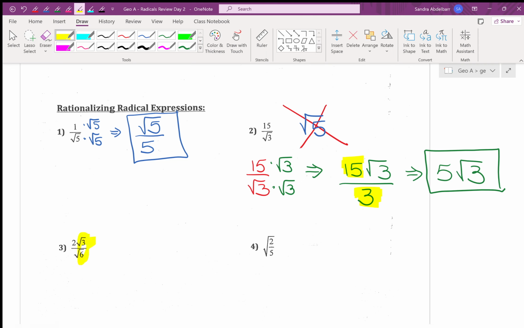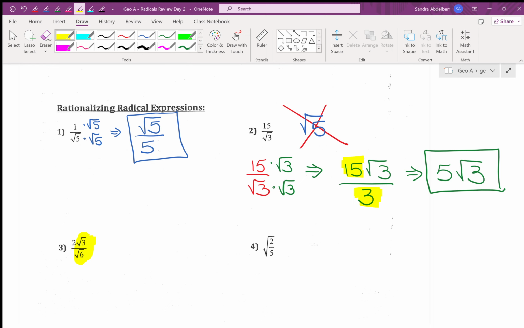All right, let's look at number 3. Do we see that these are both radicals? Is there a plus or minus sign? No plus or minus signs. I keep stressing this because the minute there's a plus or minus sign, it changes everything. So right now, since there's no plus or minus sign, I can actually divide these.